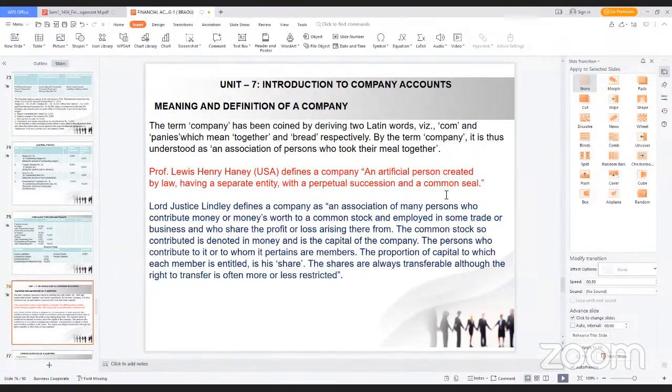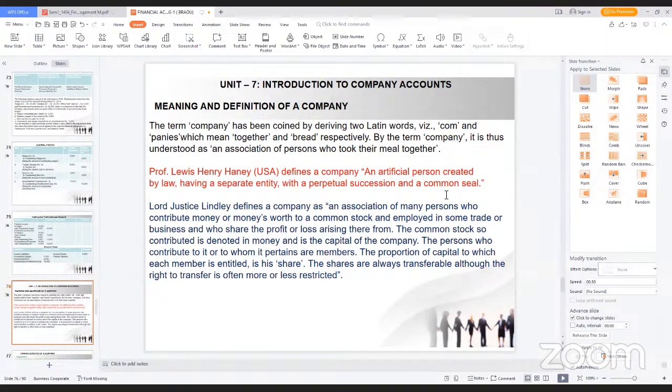So a company is an artificial person that can be run. Lord Justice Lindley defines a company as an association of many persons who contribute money or money's worth to a common stock, employed in some trade or business, and who share the profit and loss arising therefrom.